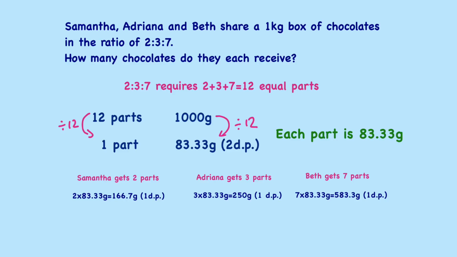So just to recap, in these questions, find out how many equal parts altogether by adding the ratios up. So you add the ratios up to find out how many equal parts, then you divide the amount by how many equal parts, and then from there multiply by how many parts each person gets.